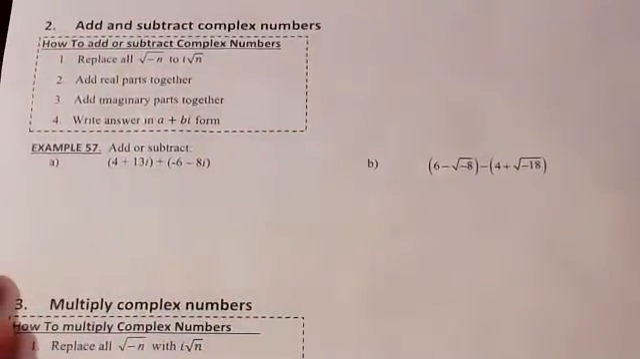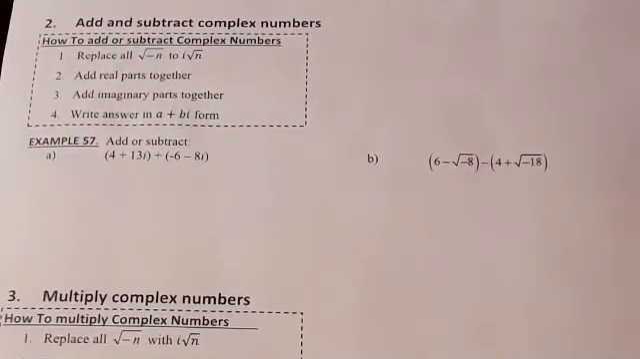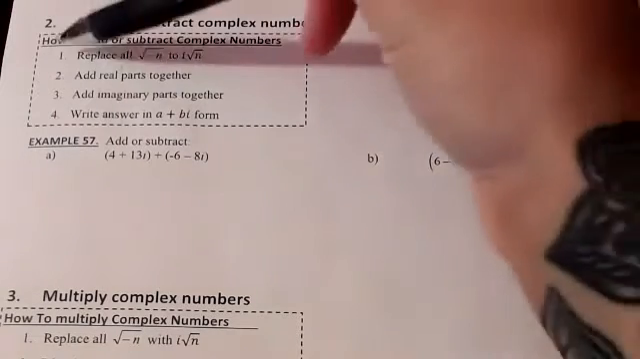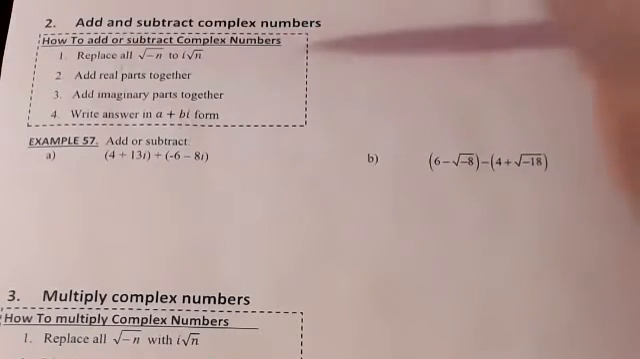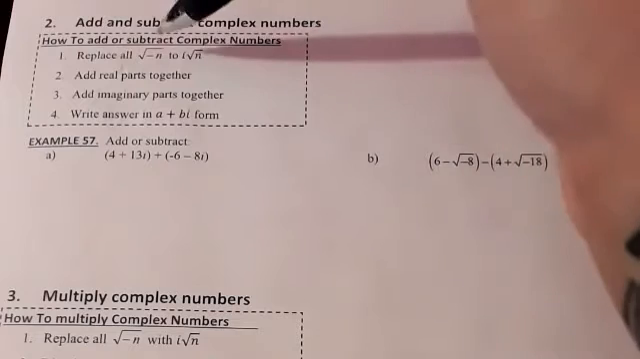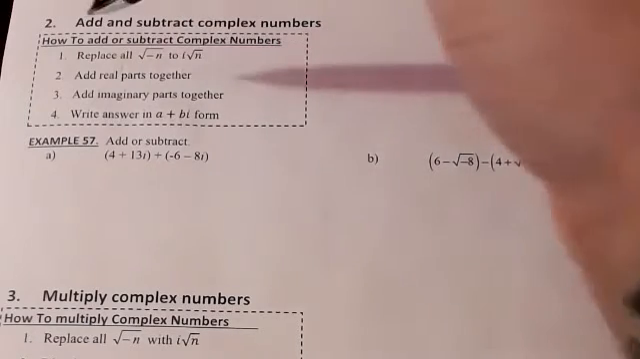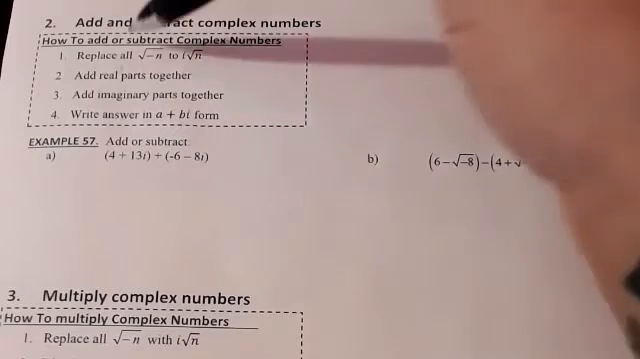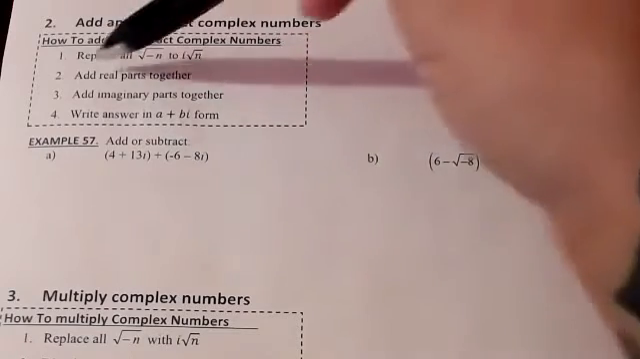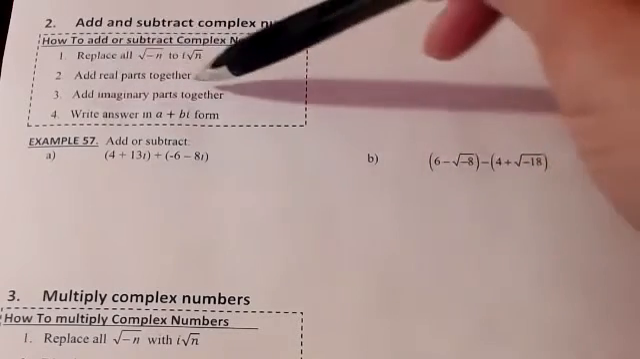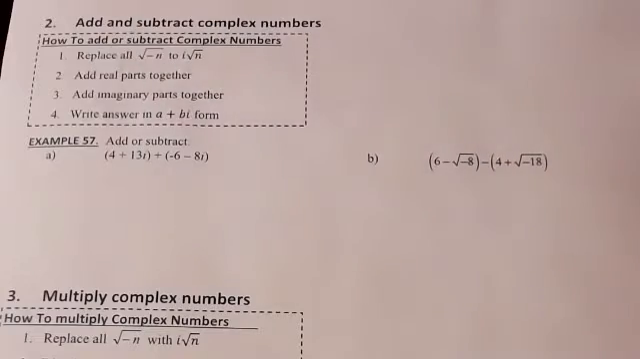So obviously, if we start by understanding how to rewrite expressions in imaginary form, we're now going to perform operations, okay? So let's add or subtract. First off, look at step number 1. Always, always, always replace all square root of negative n with i square root of n. You always want to replace first, okay? Very, very first step. Then you add the real parts together, you add the imaginary parts together, and then you write your answer in the proper form.